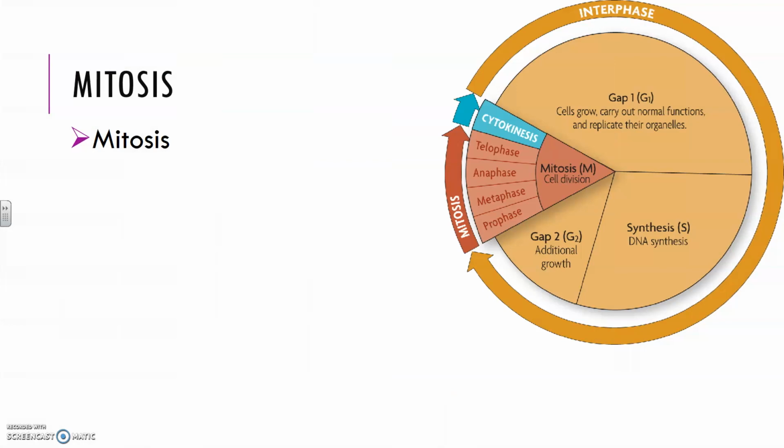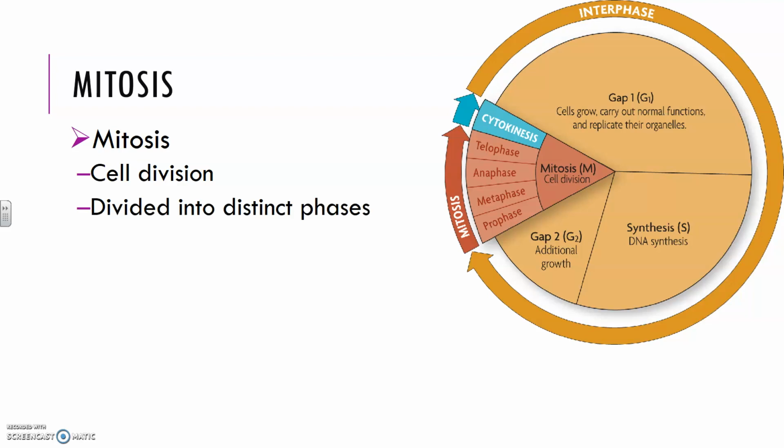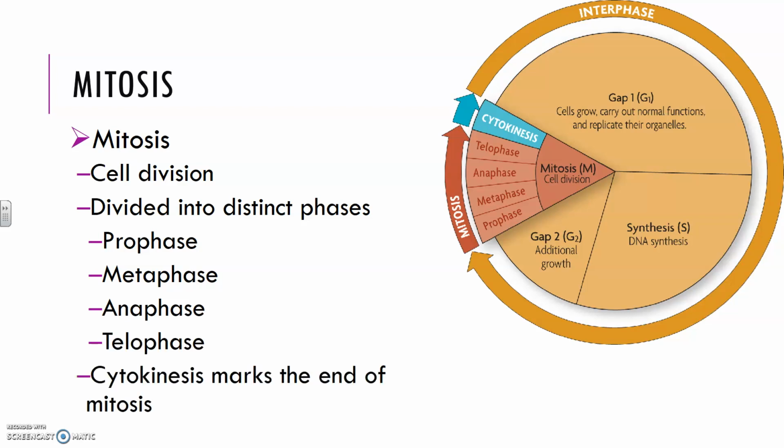Alright, and then you get into mitosis. So mitosis is just a fancy word for cell division. It is divided into several distinct phases. So you have prophase, metaphase, and then it goes into anaphase, telophase, and cytokinesis. Cytokinesis marks the end of mitosis. It is actually when the cells pinch off and go from one cell into two separate cells.